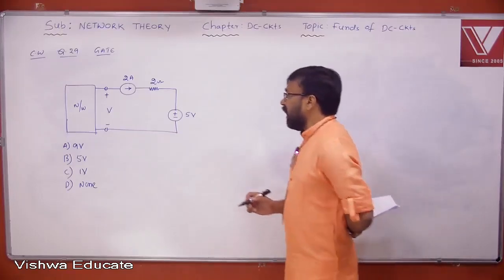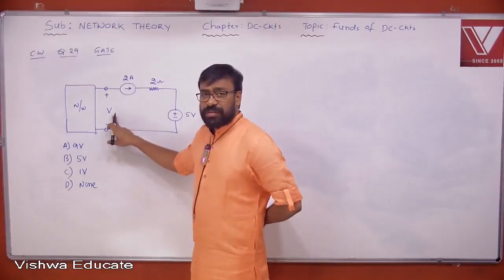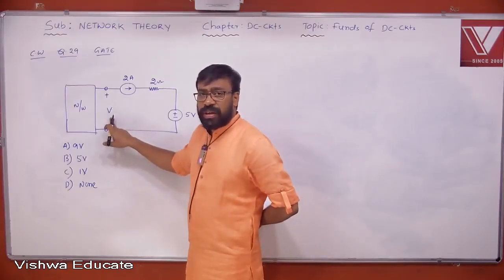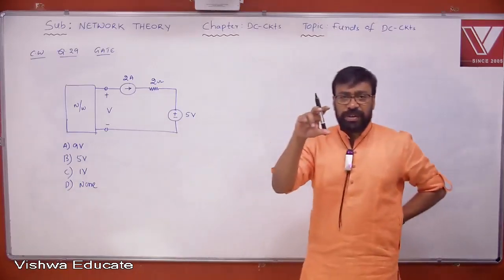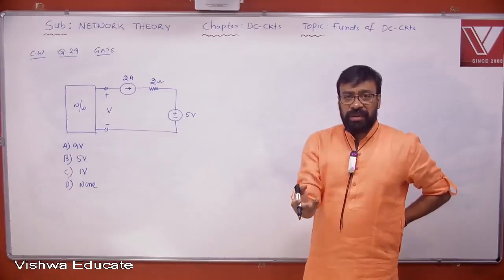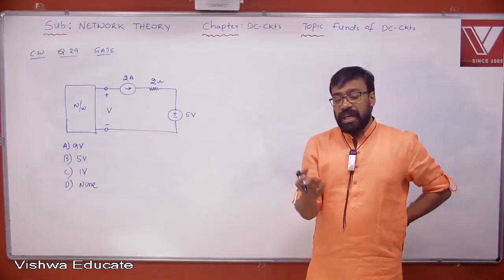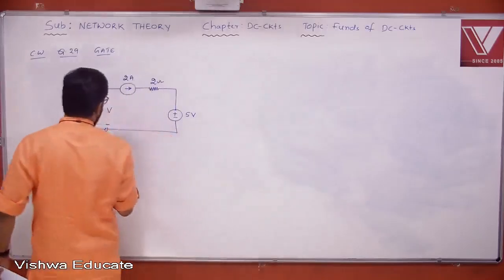So generally, how do you find the voltage? To find the voltage, you need to apply KVL. Wherever you want the voltage between 2 points, you need to apply the KVL. Of course, for KVL we have a different name, the touching concept, which is also nothing but KVL. So let us apply the touching concept.